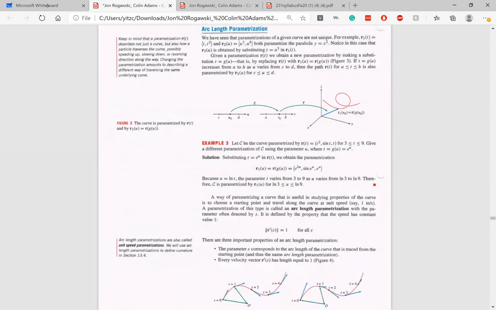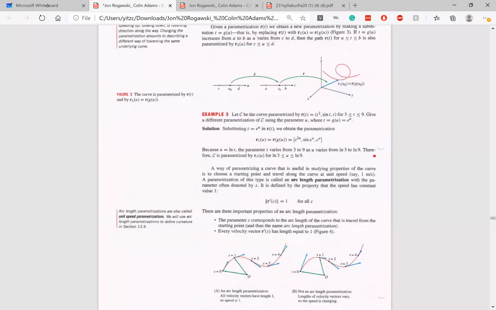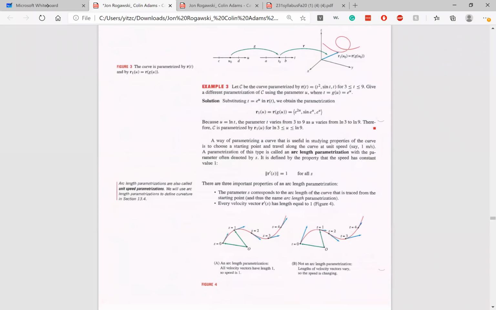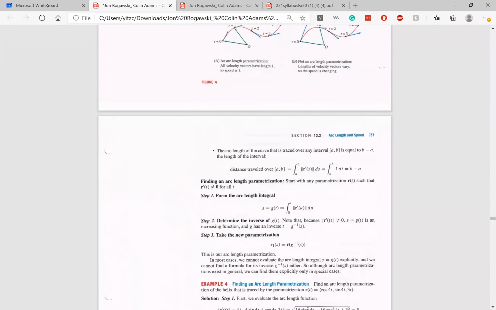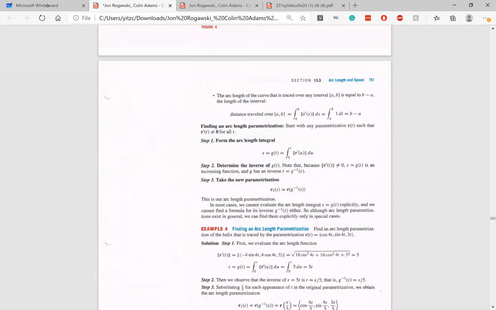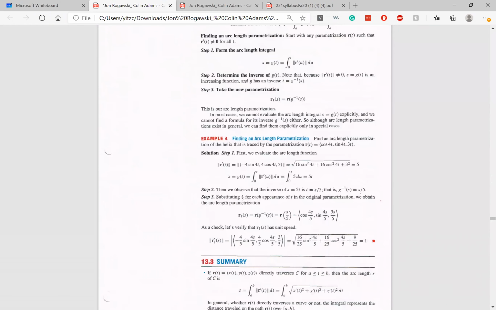The one thing we really want to be able to do with reparameterization, and I'm not going to go through this example, is to turn the arc length of the curve to 1. So let's look at a problem like that. Over here, they just go through the steps of how to do it, but it's not that useful to look at the steps. It's much more intuitive to just look at an example.